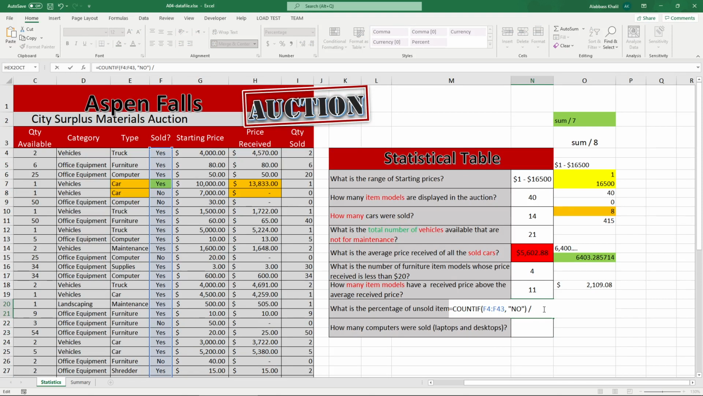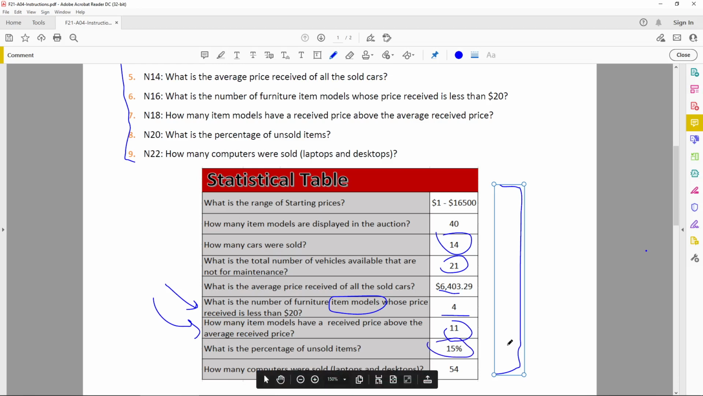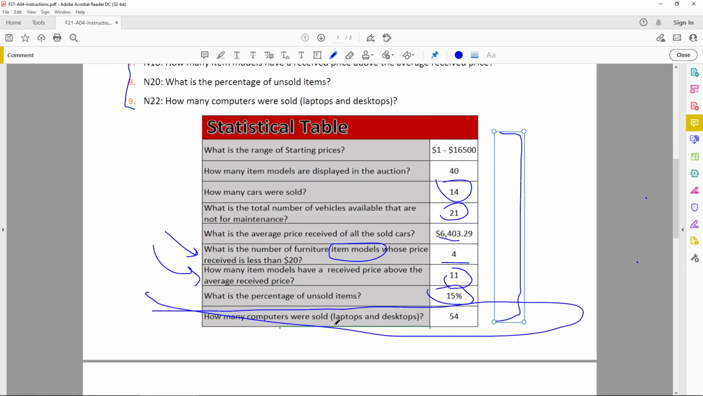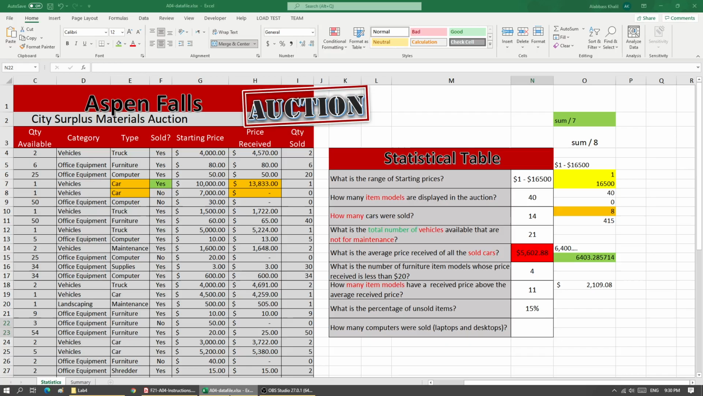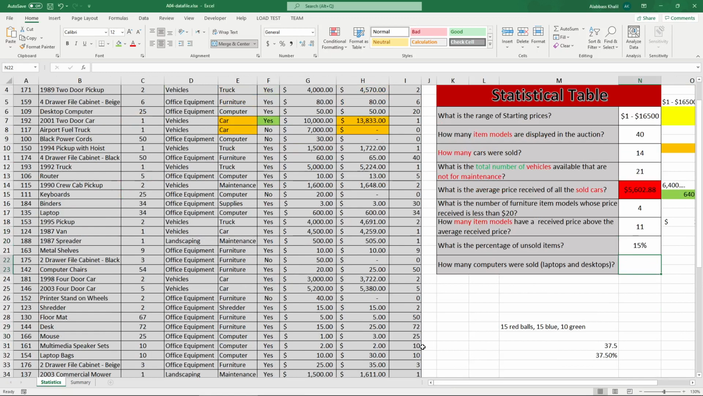Now I have to divide it by not how many yes I have, but by the total of everything, which is basically how many items I have. I could write COUNTA again, or I could just use the value that I have here that I already did. And we get 15%, which is what they want. Had you divided by how many yeses, you would have gotten a different answer. Last question here. How many computers were sold, laptops and desktops? So how many items were sold, laptops and desktops?